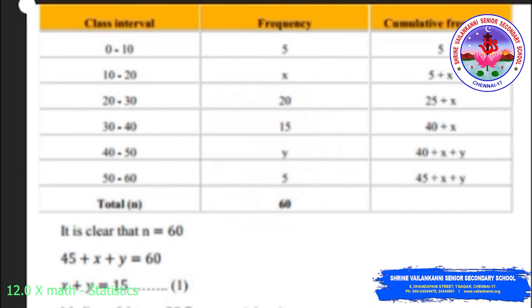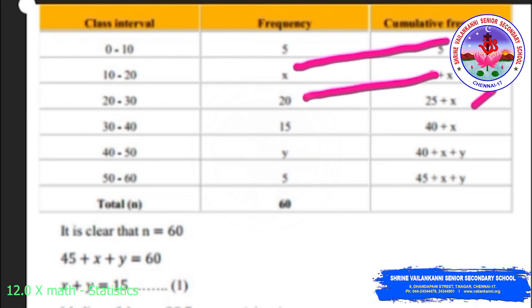In order to find my median, I need to find the cumulative frequency, which can be obtained by adding the given frequency with the preceding frequencies, except for the first frequency. The first value in the cumulative frequency is 5. The next value is adding 5 plus x, we get 5 plus x. The third value is adding 5 plus x with 20, I'll be getting 25 plus x. Fourth value 40 plus x. Fifth value 40 plus x plus y.